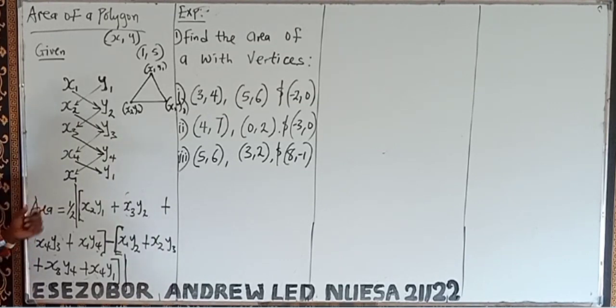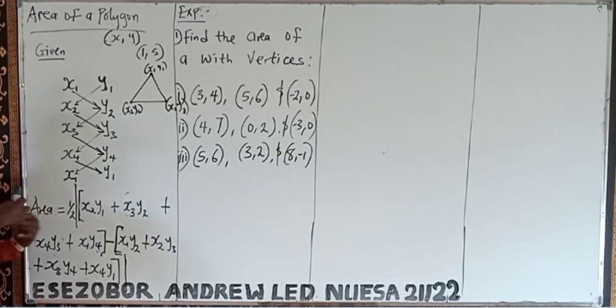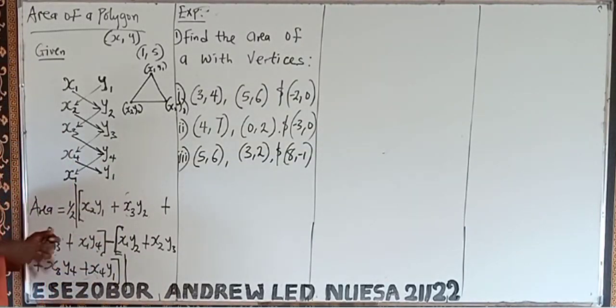Take only the absolute value, or just take all the size and do away with the signs. So let's look at a typical example. I have three questions here.